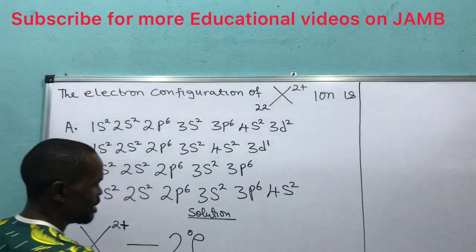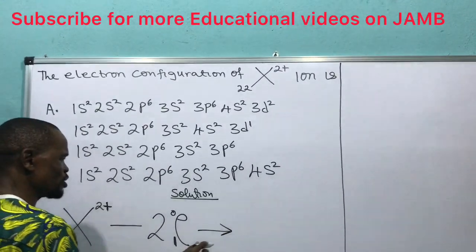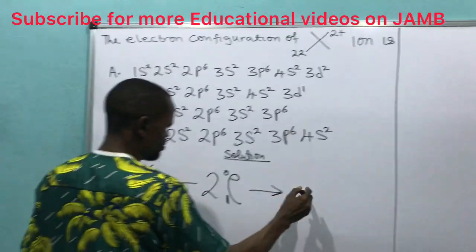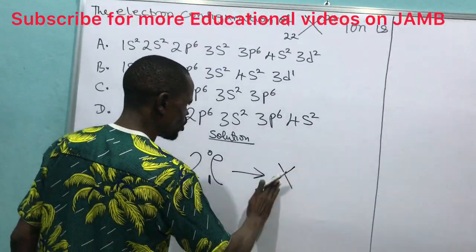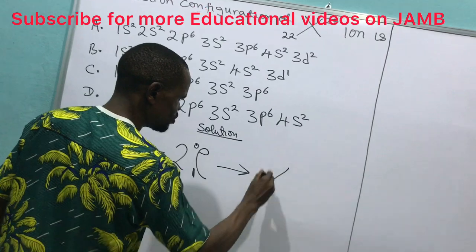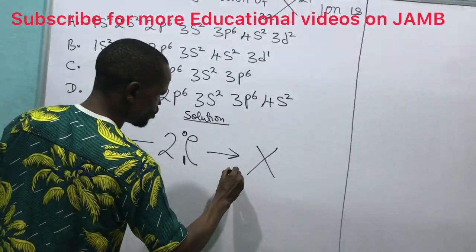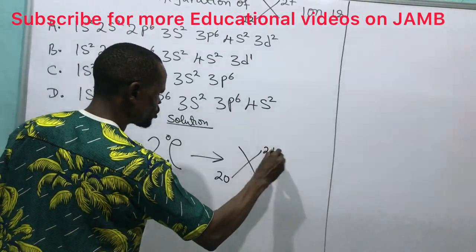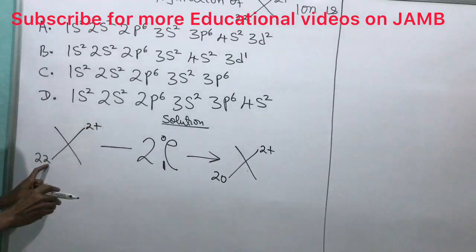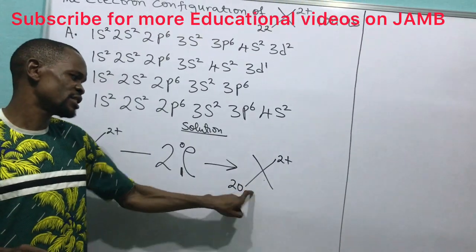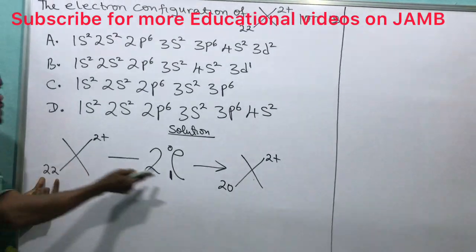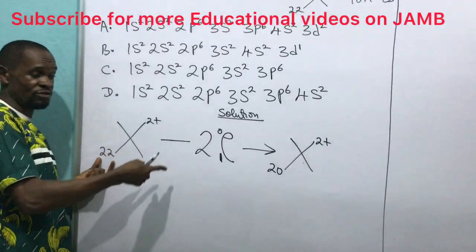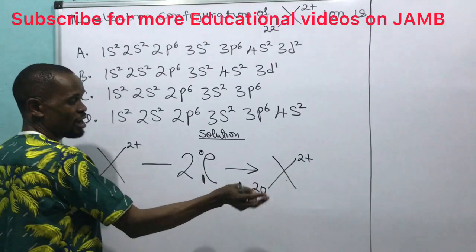So 2 times 1, this implies that as it loses 2 electrons, this will give me 20, and this will give me 20 and 2 plus. That is what it means when this atom loses 2 electrons. The number of electrons here will be reduced, because for it to be 2 plus means that 2 electrons have gone out of this place.